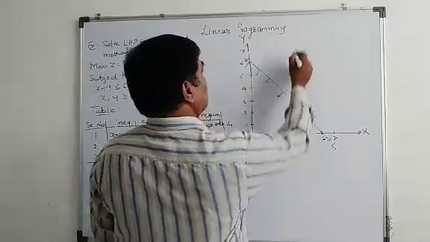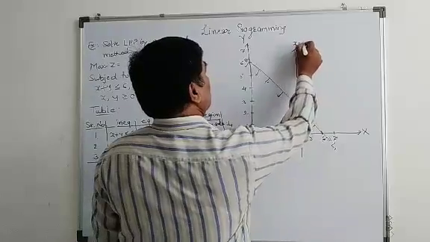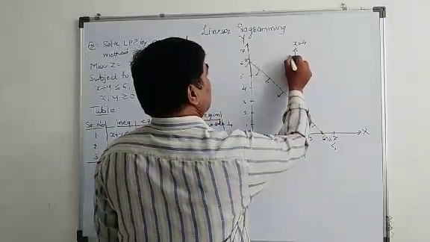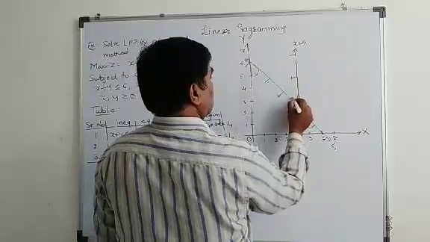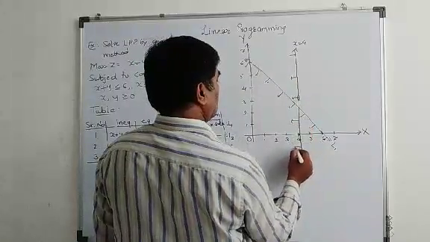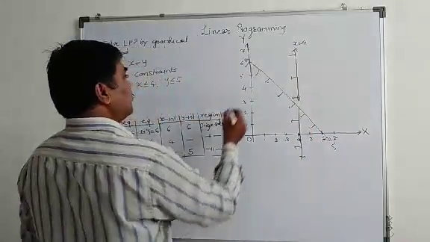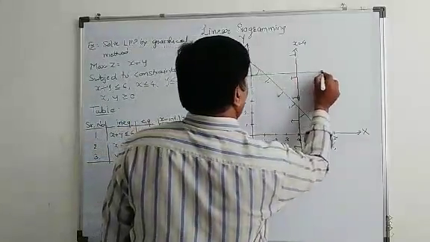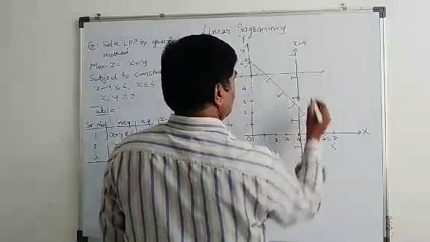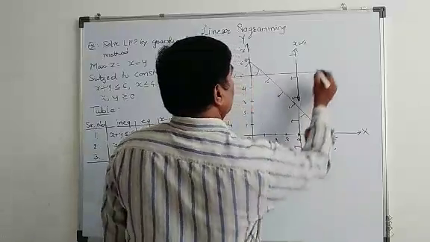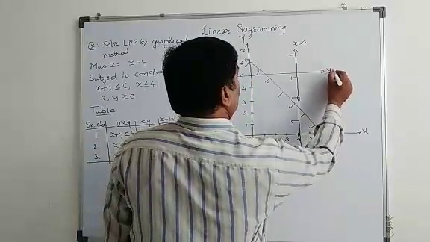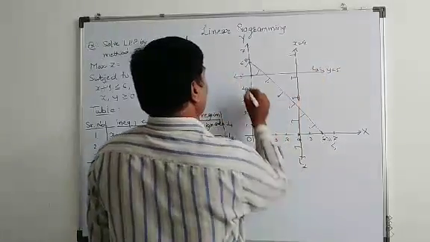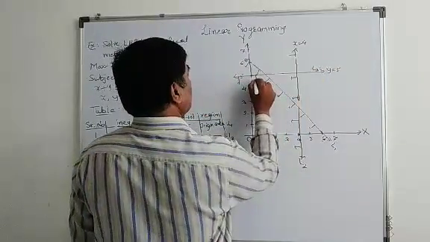This is my x equal to 4 line, again origin side region. Next is y equal to 5. This is your x equal to 5, or L2 line. This is y equal to 5, L3 line. Again origin side region.